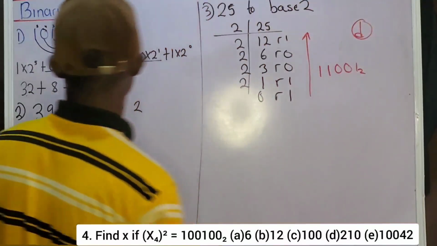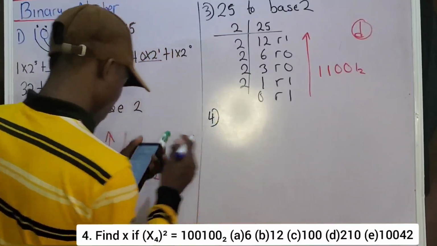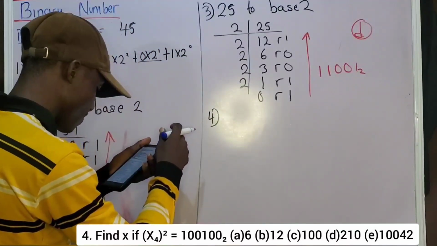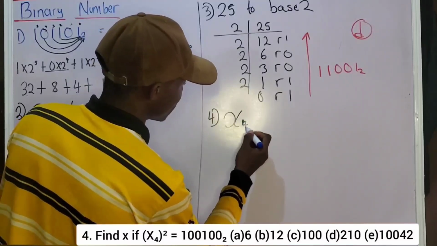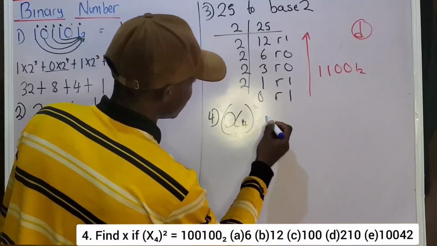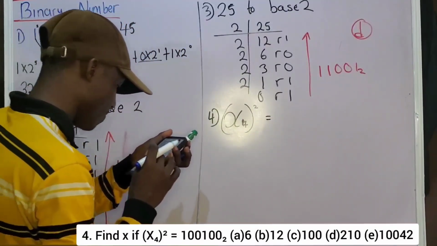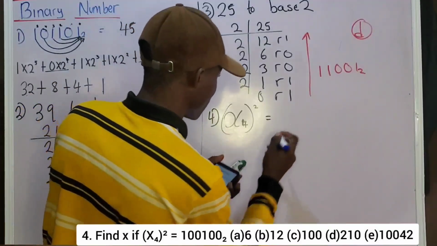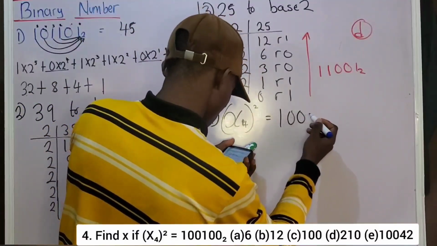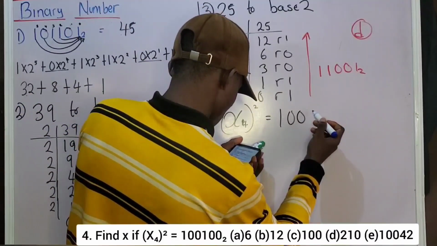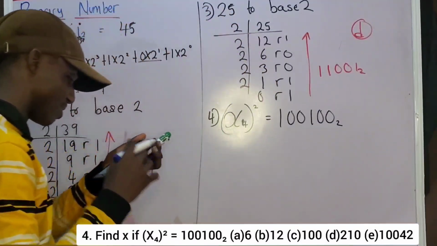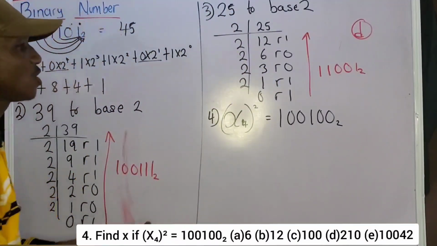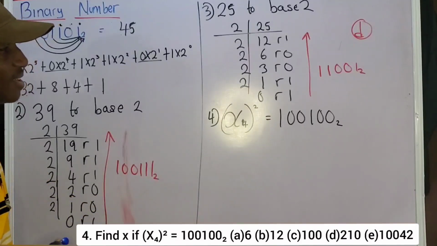We are asked to find the value of x. Find x if (x base 4) squared is equivalent to 100100 base 2. Sorry, I'm just looking at the question here. Okay, now how do we find the value of x?